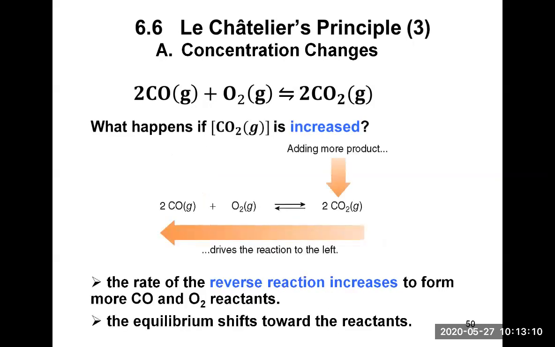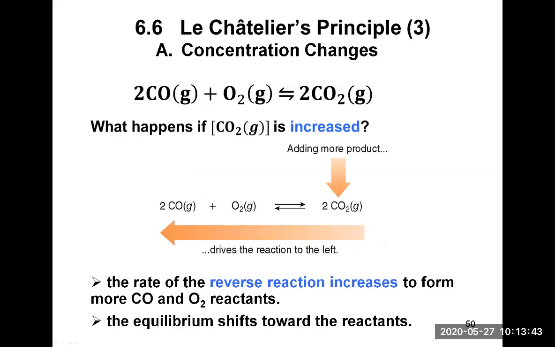Let's look at another concentration change. Still with the same chemical equation. What happens if the concentration of CO2 is increased? So this time we are increasing the concentration of a product, the only product here. Adding more product, what does it do? Le Chatelier's principle says that the equilibrium will try to counteract the increase of product by consuming product.